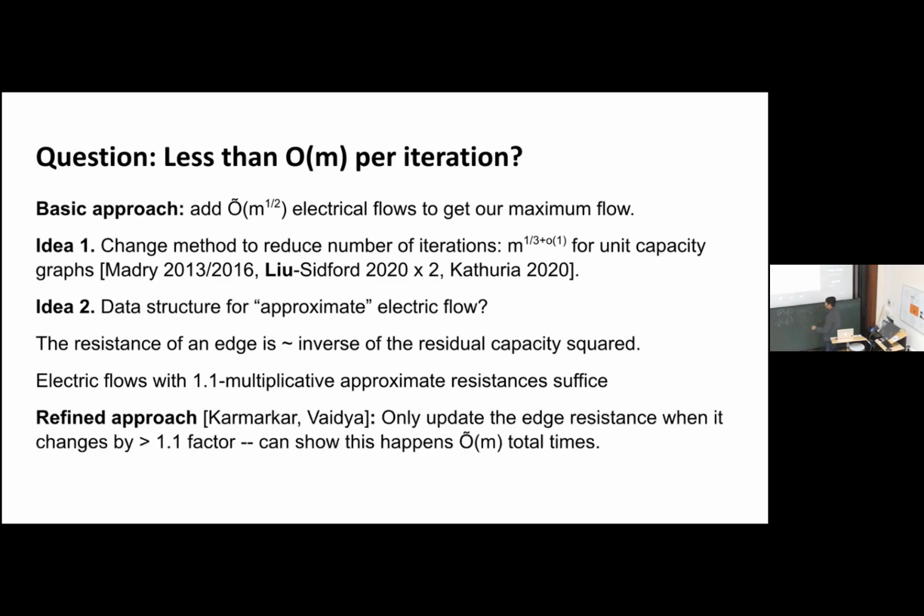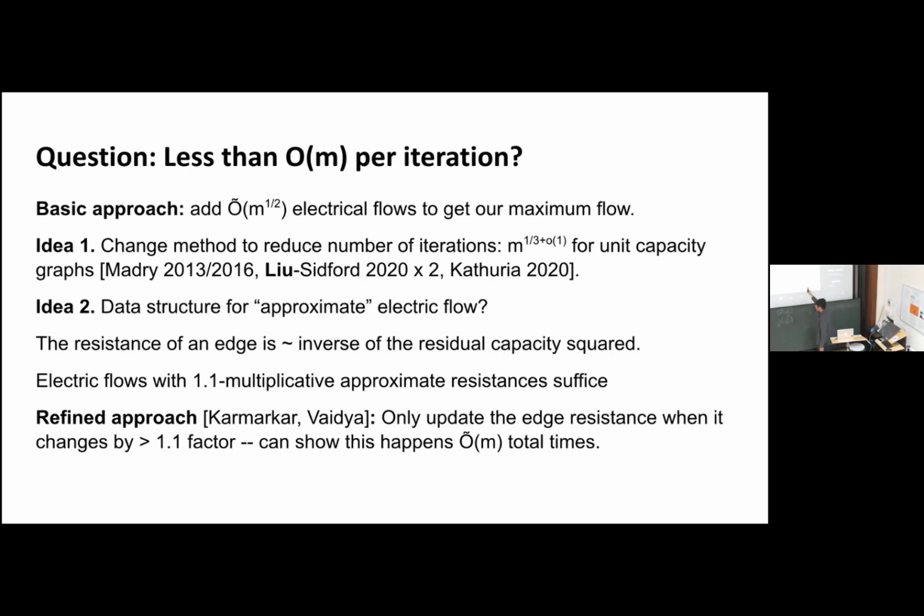Towards this, the first observation is that you don't need to solve the exact electric flow every iteration. You can use something much, much cruder. In particular, you just need to somehow form an estimate of the electric flow every iteration. And you only need to form this estimate on a graph where every resistance is off by a 1.1 factor. Like, you're also just okay with that.